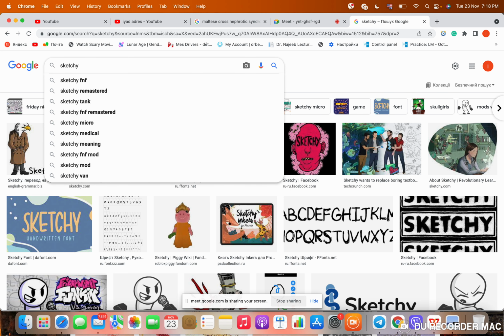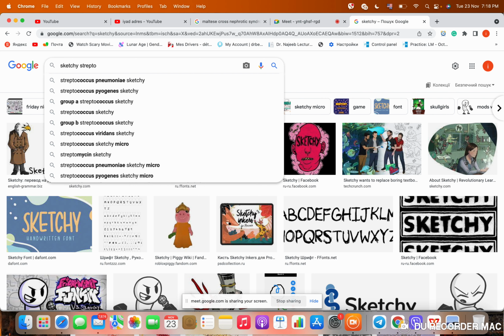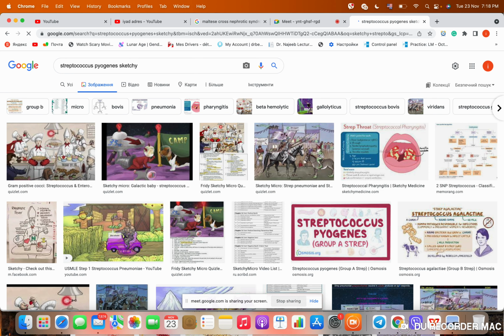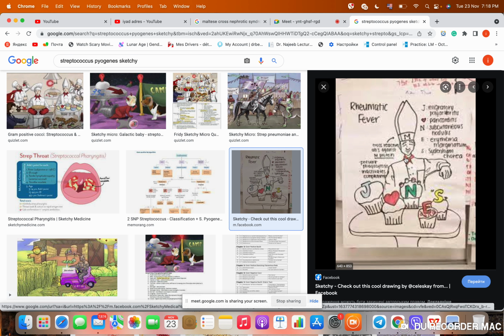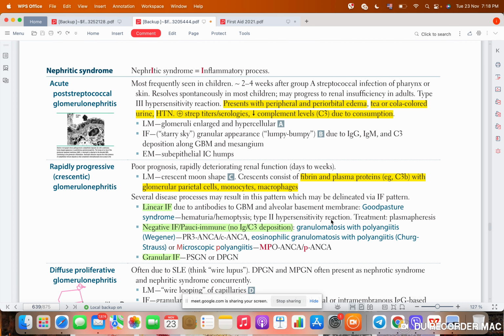So in Sketchy, if we speak about Streptococcus pyogenes, which is also called group A Streptococcus, they show a lot of stuff inside of it. One of them, if you notice, yep, this guy has this thing on his neck. That thing represents pharyngitis. So if we go back to First Aid, they write, it's most commonly seen in children 2 to 4 weeks after a group A Streptococcus infection of the pharynx or the skin.